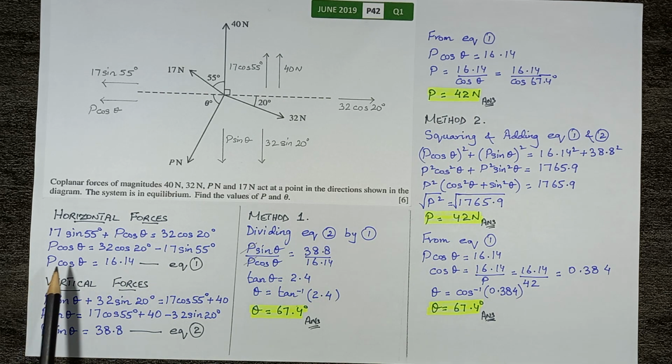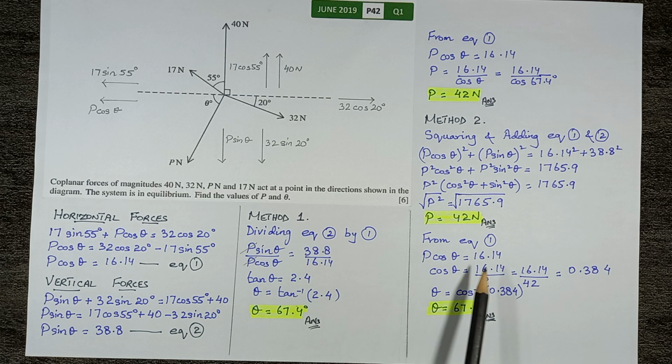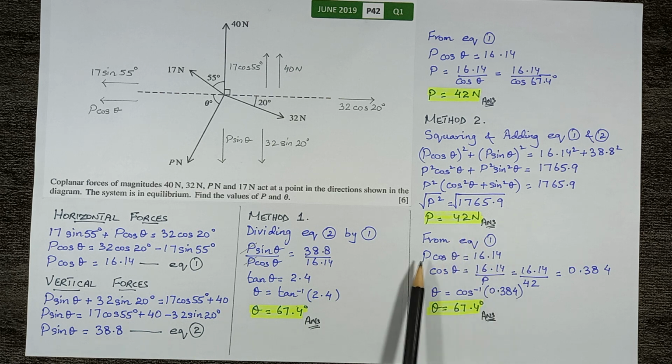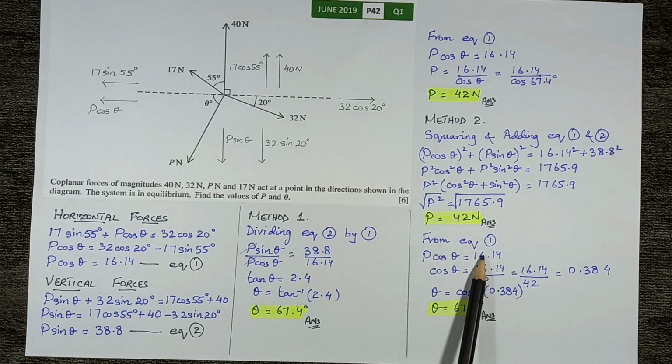You can use either equation 1 or 2 and place this value of P over here. If we take equation 1, just place the value of P as 42, divide 16.14 by the value of P, which is 42, and then taking the cos inverse, we have the same answer, the same angle which we found from method 1.